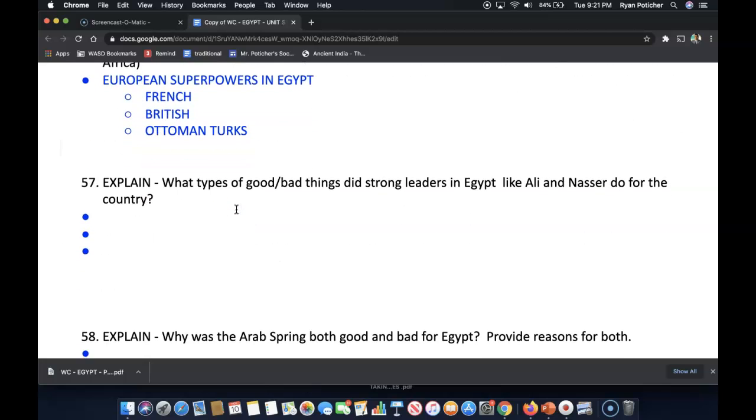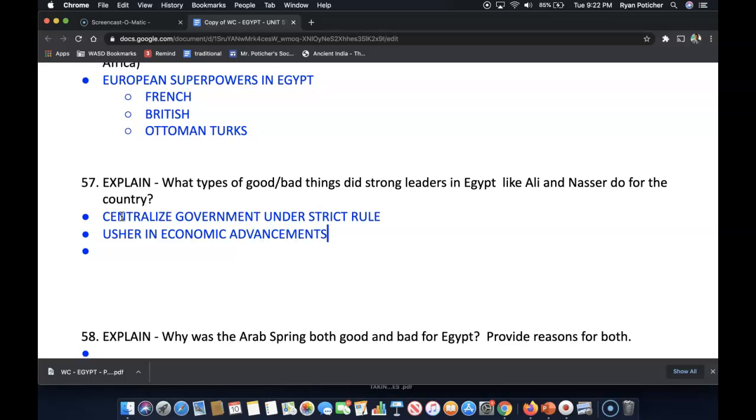Additionally, what types of good or bad things did strong leaders in Egypt, like Ali and Nasser, do for the country? So, of course, these people were able to centralize government under a rather strict rule. Additionally, they were also able to usher in economic advancements. And I think one of the most notable things that they were able to do, too, is that they were able to really foster and establish more infrastructure projects.